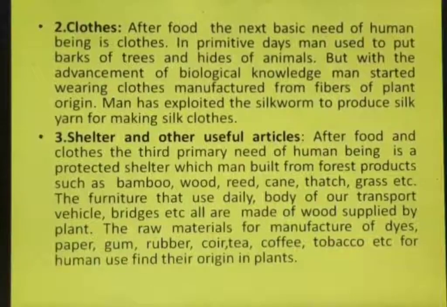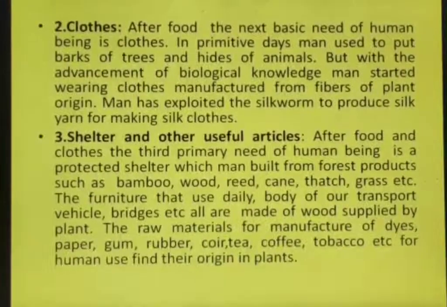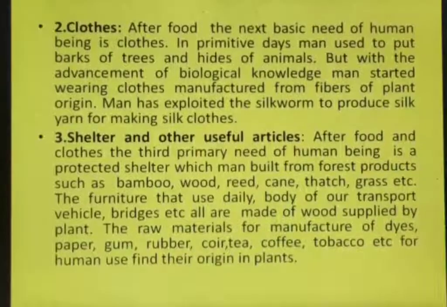Third requirement is our shelter and other useful articles. After food and clothes, our third primary need is protected shelter. That is house and all these things, which men build from forest product. We are preparing our residence or shelter with bamboo, wood, reed, cane, thatch, and grasses. The furniture that we use in our daily life, the body of our transport vehicle, truck and all these things, bridges, etc., are all made of wood, which are the gift of plant or forest.